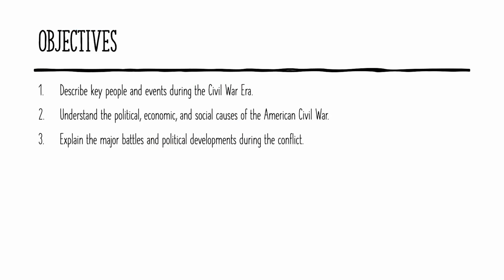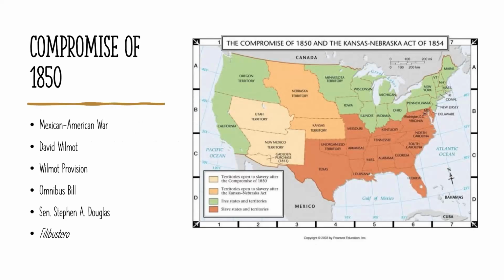Today, we'll be describing key people and events during the American Civil War era. 2, we'll understand the political, economic, and social causes of the American Civil War. And 3, explain major battles and political developments during the conflict. We must begin with the Compromise of 1850.